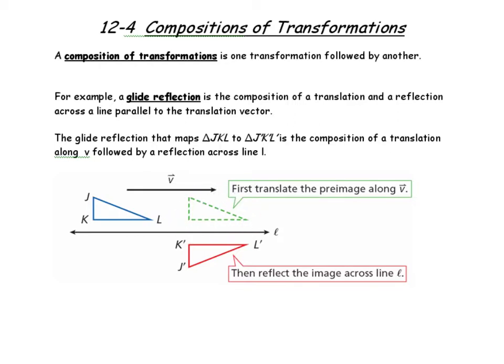And then after that, we're going to go ahead and reflect it along the line L. And when you reflect it, it's the flip. So that means that this J becomes J prime down here. And this point becomes K prime down here, and lastly L becomes L prime down here. So it was a glide reflection because we translated it and then we flipped it. So that's a composition of transformations.